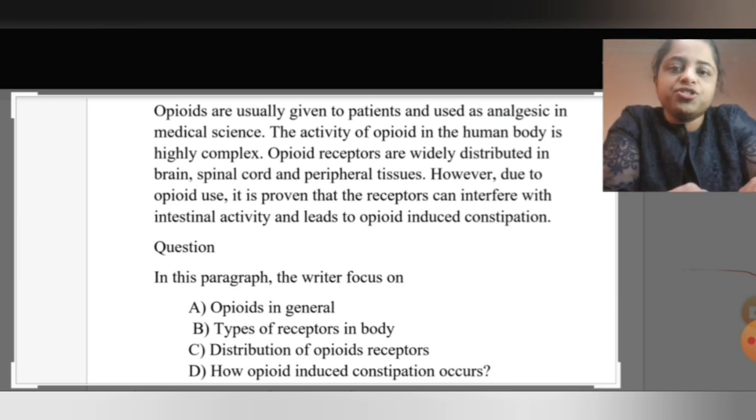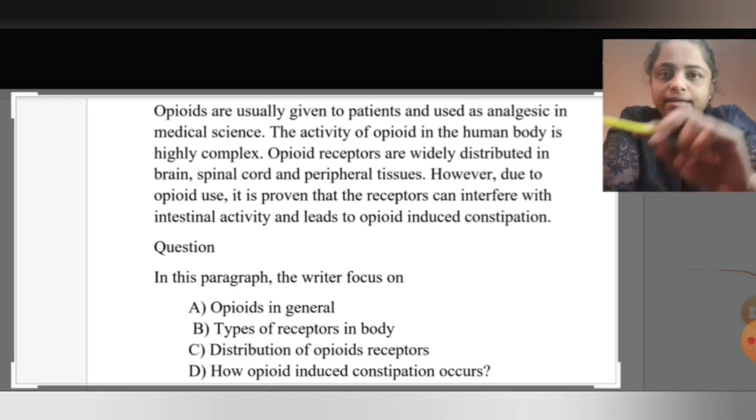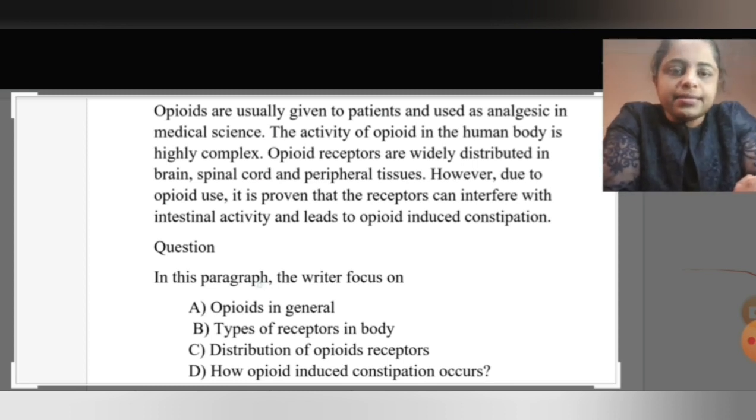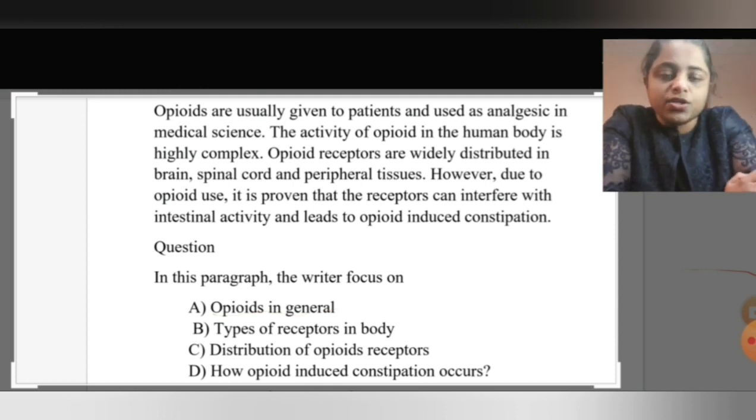Now we'll go to the options. We've realized that the text is about what opioids do in the human body. So when you go to the question, again it says, in this paragraph, the writer focus on. Option A is opioids in general. Okay, so it says generally about opioids. Yes, that could be the answer. So you can put that as a query.